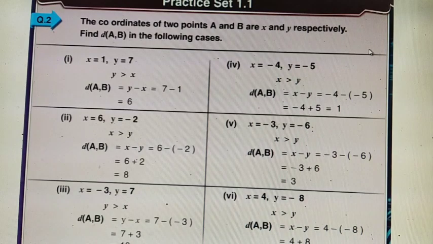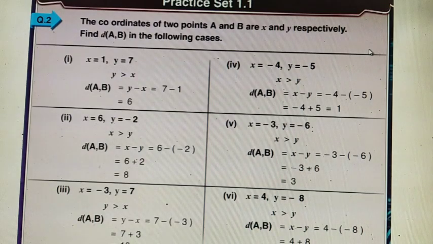Now in question number 2, the coordinates of points A and B are x and y respectively. Find the distance between A and B in the following cases. First case, x is equal to 1, y is equal to 7. Here y is greater than x. Therefore distance of A and B is equal to y minus x, which is equal to 7 minus 1 equal to 6.